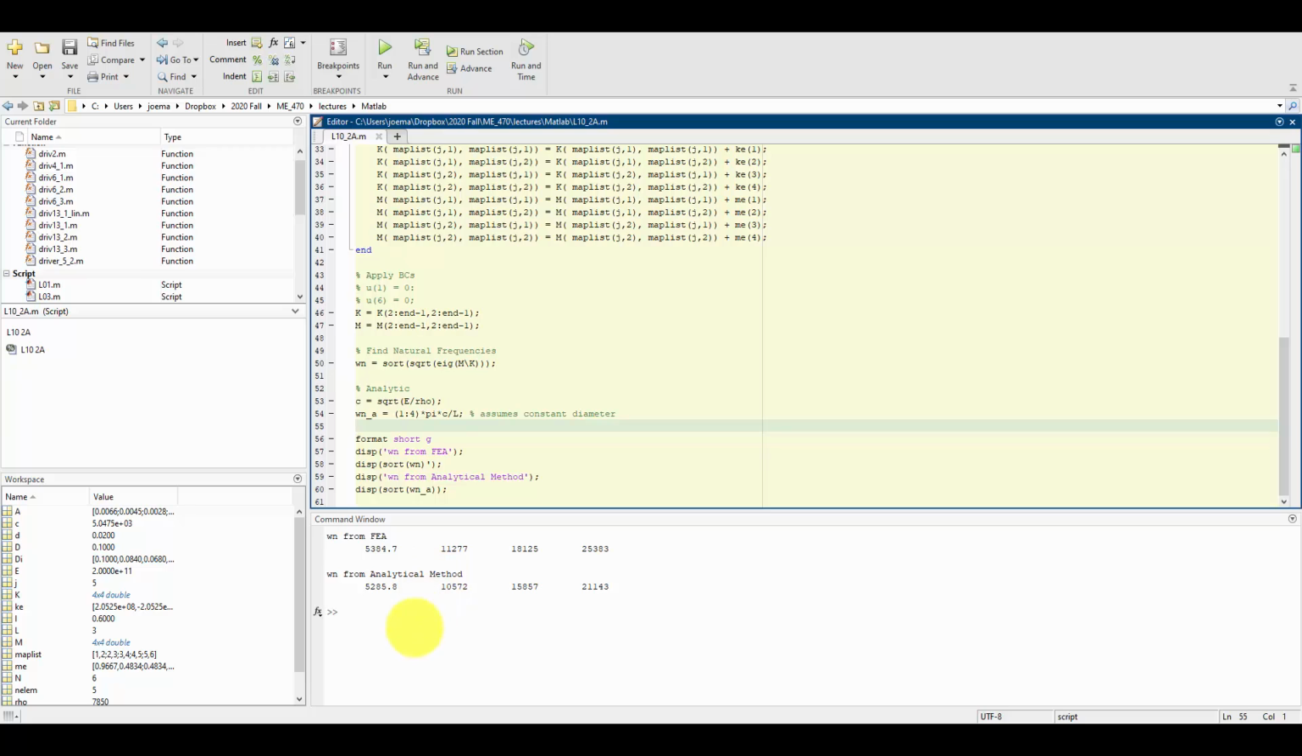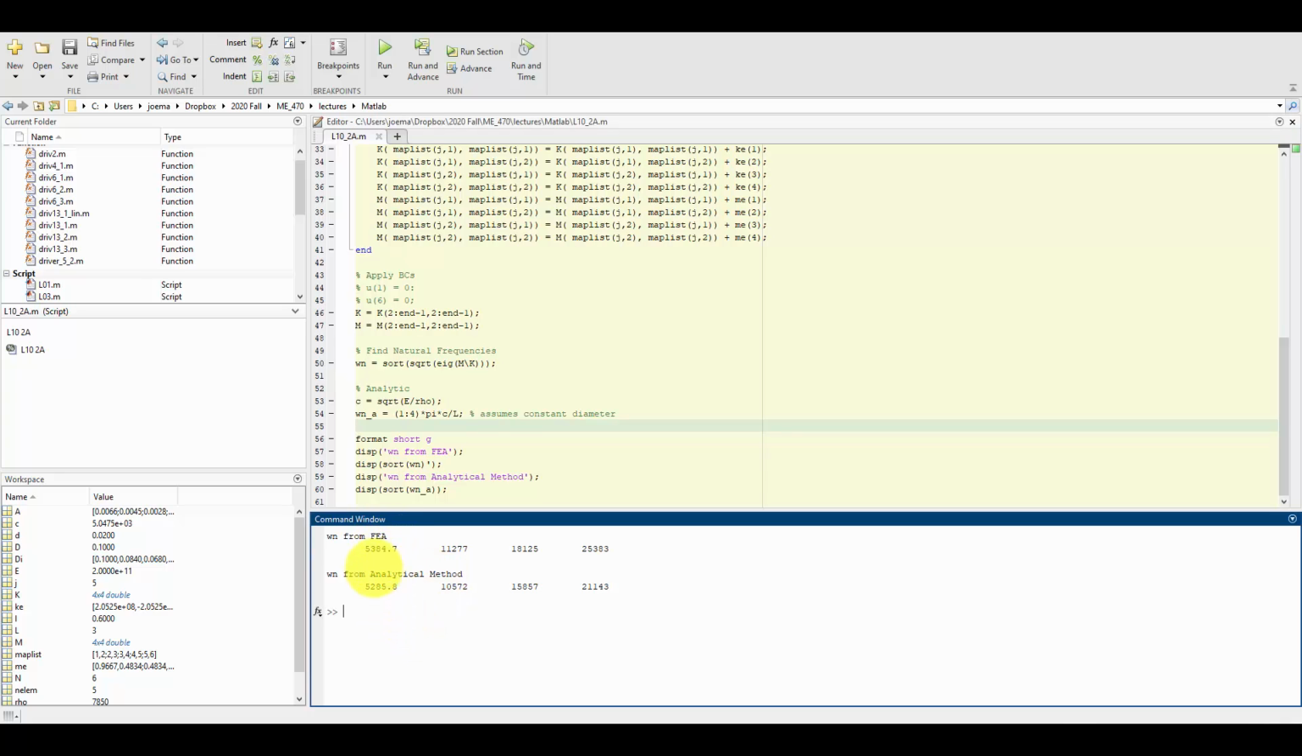All right, so this is what we get in the end here. So from the FEA, our first natural frequency, from only this 5-element FEA, is about 5380, versus analytically without a taper, 5280 versus 5380. And then the second natural frequency, we're high by about 1,000, we're high by about 3,000, we're high by about 4,000, at least from the analytic method.